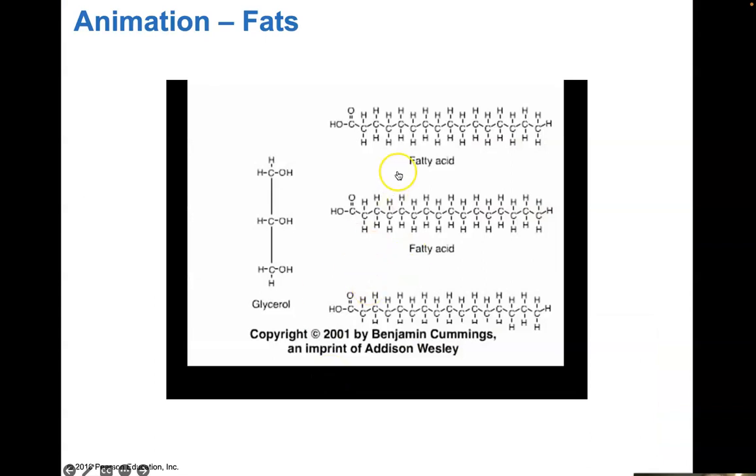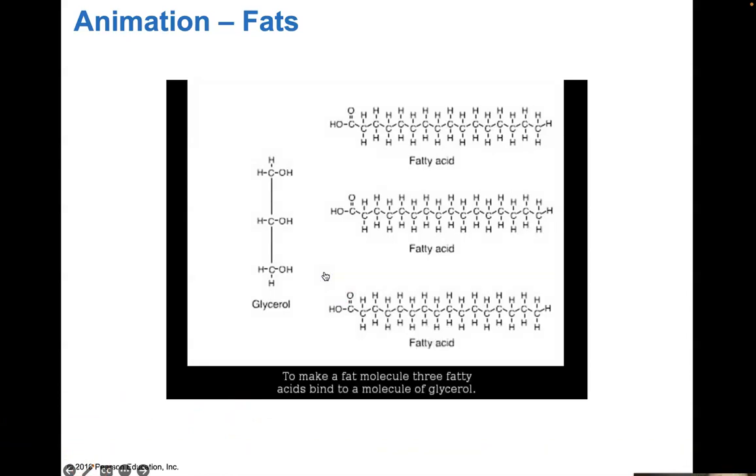So again, you can watch this animation. I'm not gonna do this animation for you, because you can take the time to do it at home if you'd like. But all it's doing is talking about how you make a fat molecule, okay?